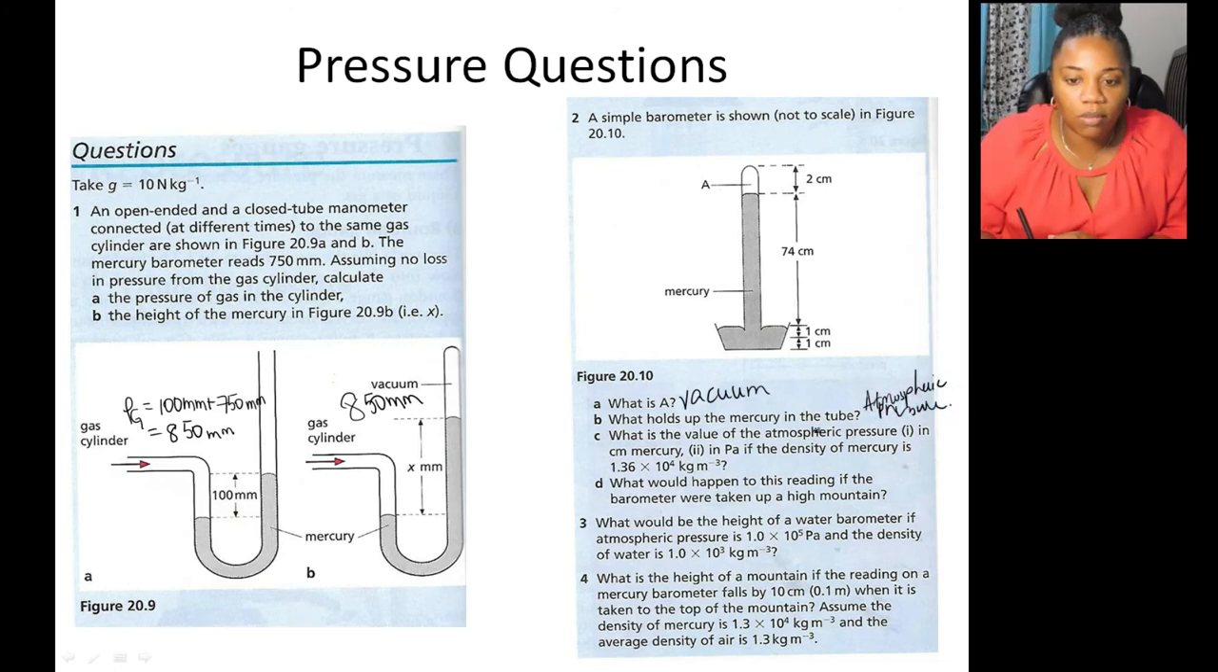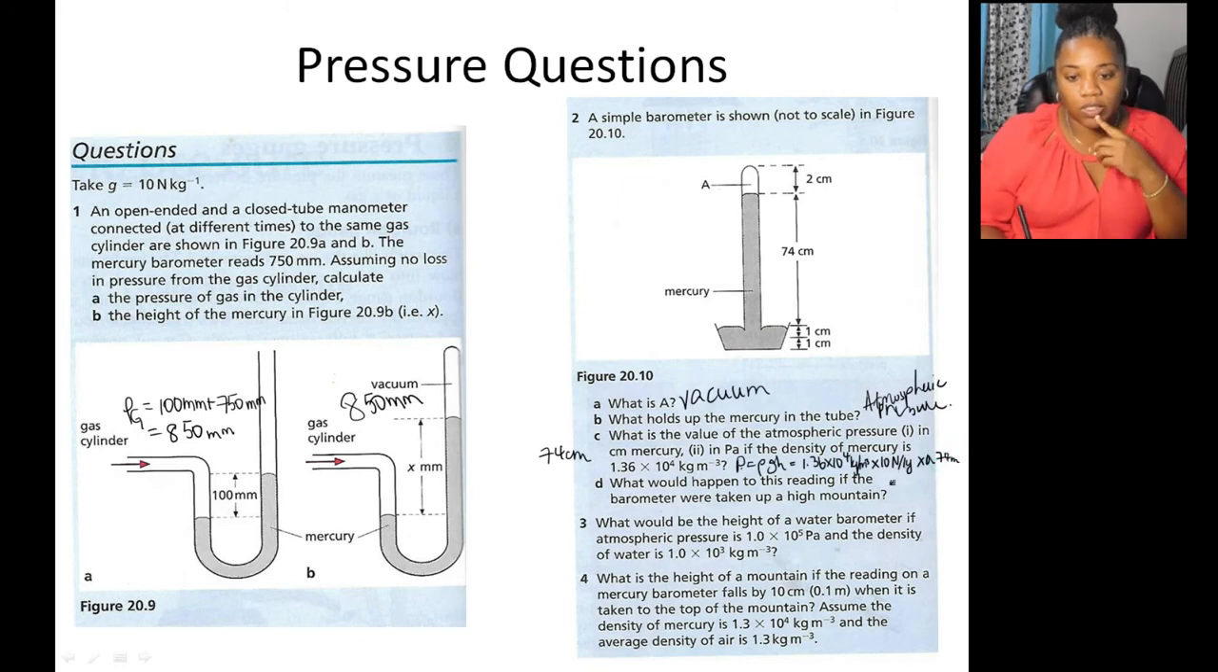What is the value of the atmospheric pressure? One, in centimeters of mercury. That's 74 centimeters. In pascals, the density of the mercury is 1.36 times 10 to the 4. Remember, pressure equals rho gh. So we can say 1.36 times 10 to the 4 kg per cubic meter times 10 newtons per kilogram times 0.74 meters.